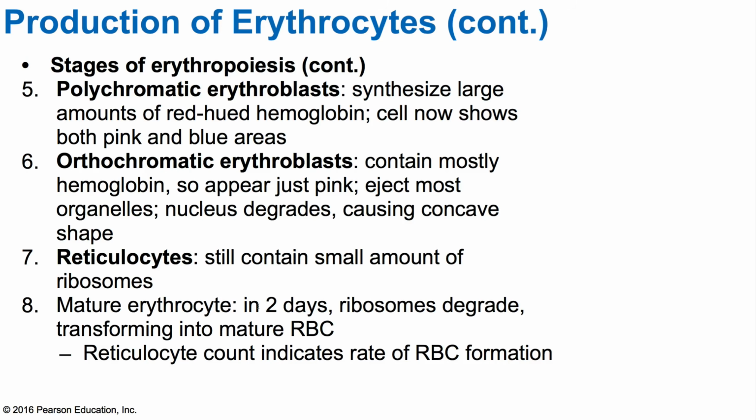But what ends up happening is that usually within 2 days, whatever ribosomes are left get further degraded and broken down, and are completely eliminated. So within 2 days, this reticulocyte, this immature red blood cell, will become a mature red blood cell. And when you look at the reticulocyte count, it gives us a rough index of the rate at which red blood cells are being formed. In healthy individuals, the reticulocyte count is about 1 to 2%. Now, values above 2% or below 2% indicate an abnormal rate of red blood cell formation.